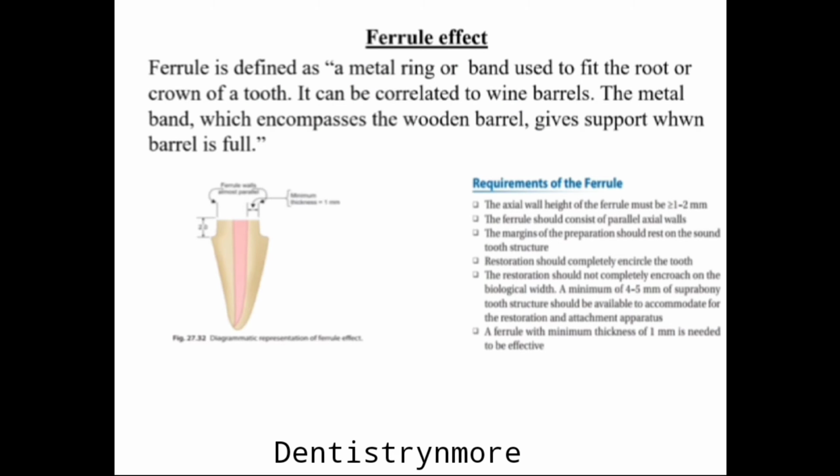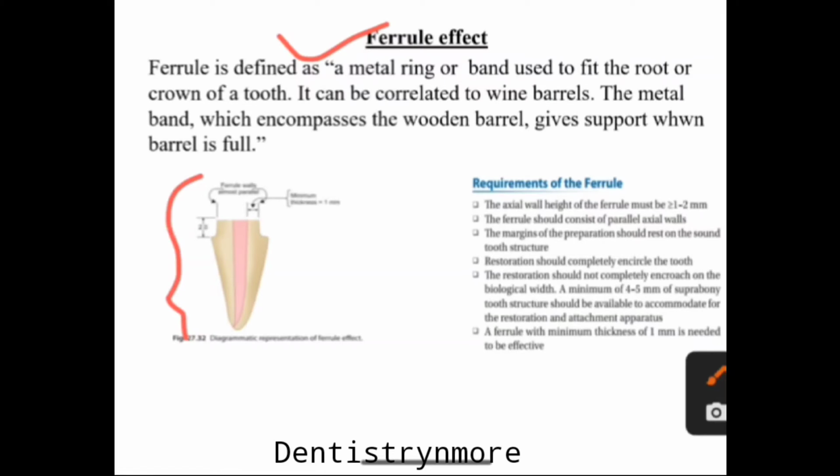Now we are moving to the ferrule effect, a very important question. It's a frequently asked question. It is defined as a metal ring or band that is used to fit the crown of the tooth. It can be correlated to wine barrels, where the metal band encompasses the wooden barrel and gives support when the barrel is full.